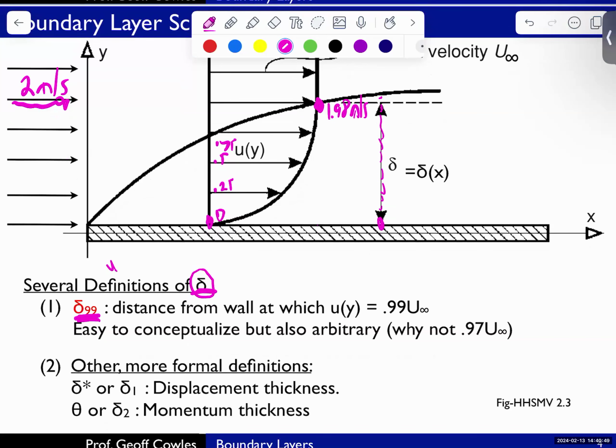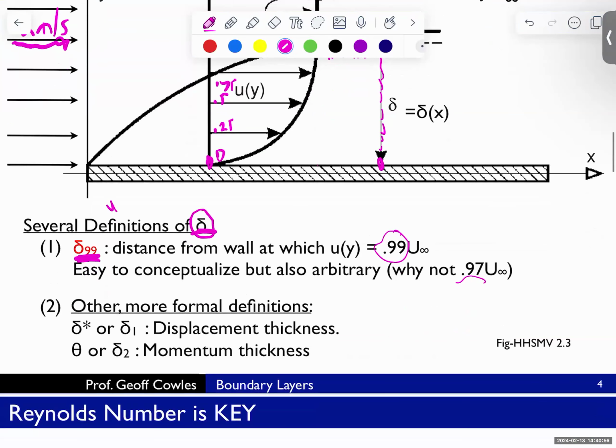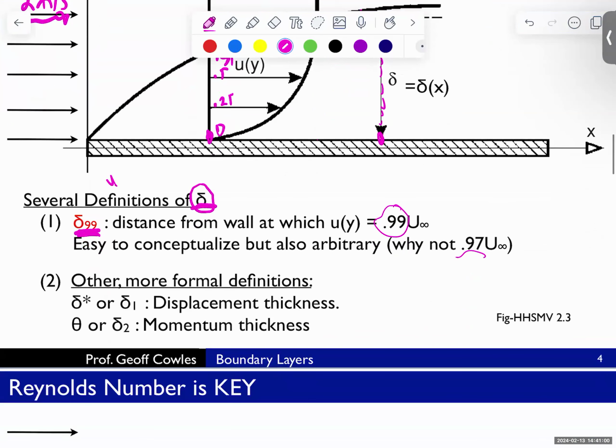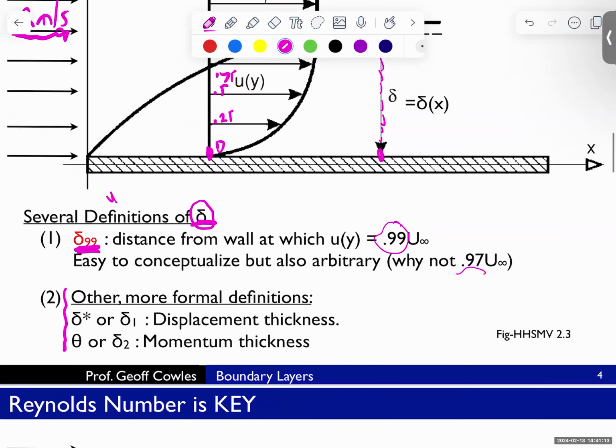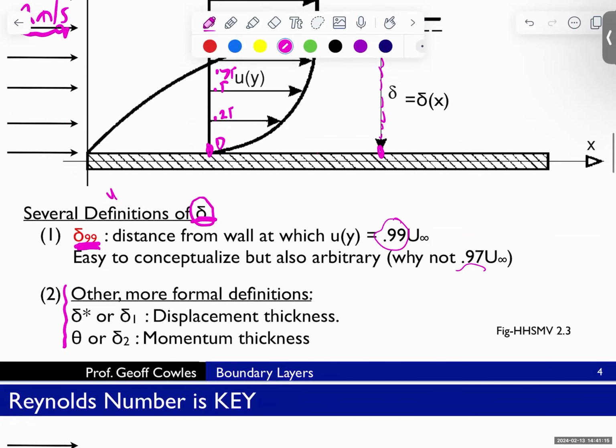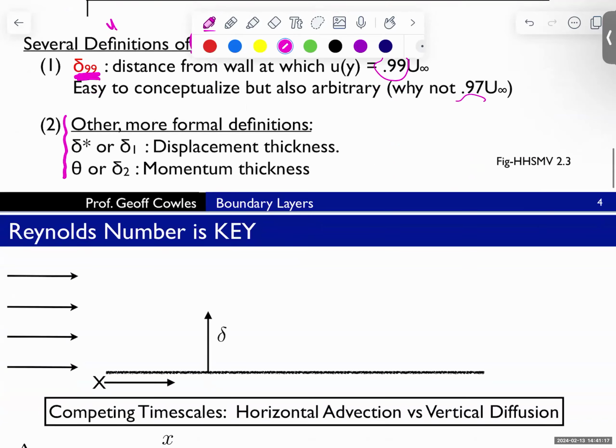So this is easy to conceptualize. However, it's a little bit arbitrary. Why did we pick 99% and not 97? But it is a traditional way of teaching and working with the edge of the boundary layer. There are other definitions that you may see if you get involved in viscous fluid mechanics, displacement and momentum thickness. These tend to be utilized in turbulence formulas, but they aren't so easy. They have less visual appeal. So we'll focus on delta 99.